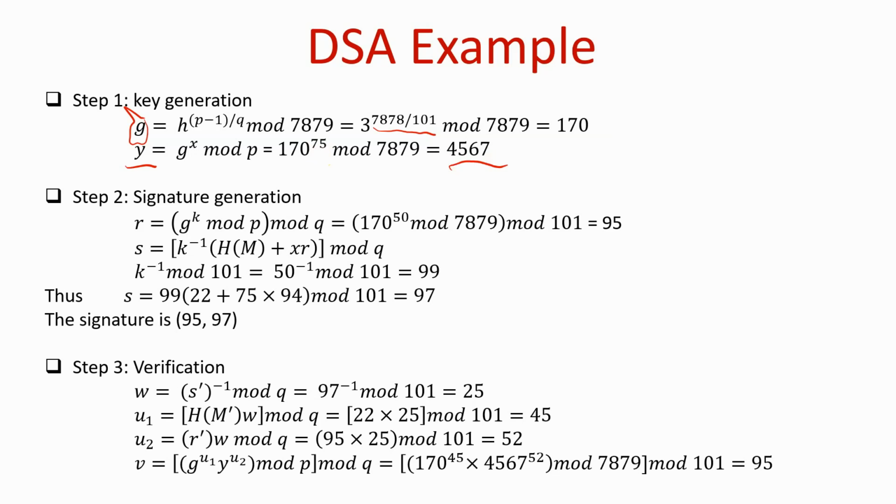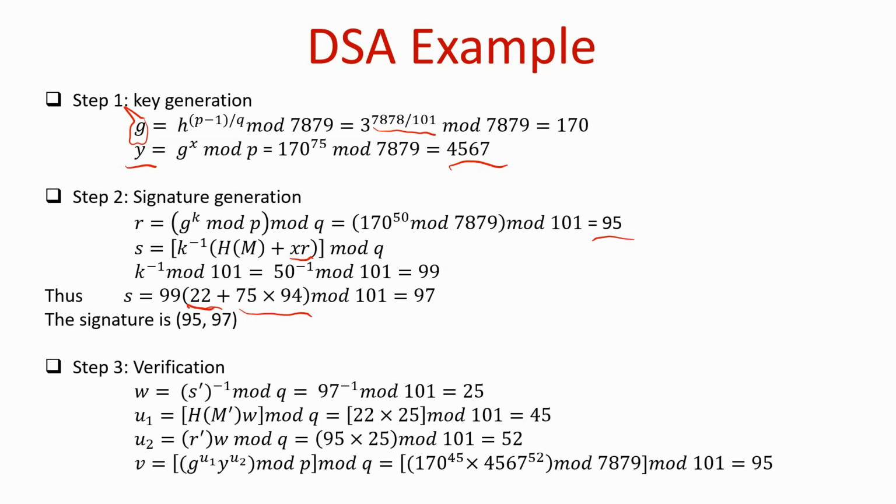We start by calculating R, which is equal to G to the power of K mod P mod Q. It's 170 to the power of 50 mod 7,879 mod 101, and the result of that is 95. Now we calculate S. S, as we said, is the multiplicative inverse of K mod Q multiplied by H of M plus XR. So as we said, we will take XR, multiply them together. This is 75 by 94. You add to that the hash, which is 22, and you multiply that by the multiplicative inverse of K.